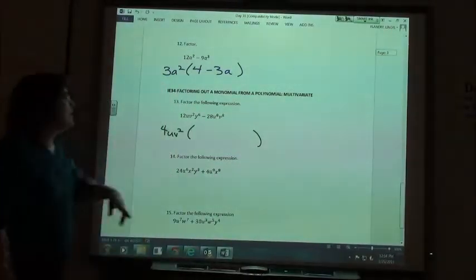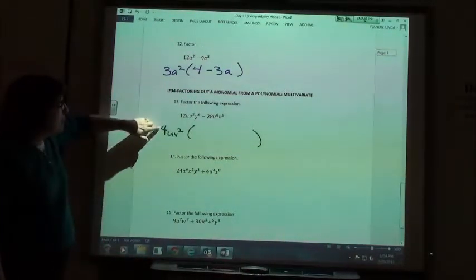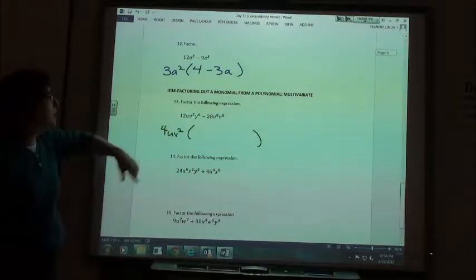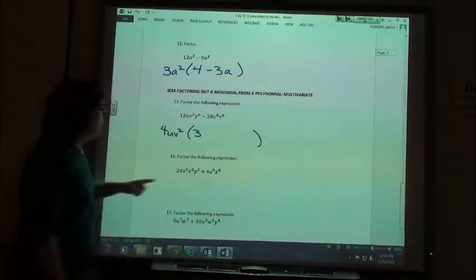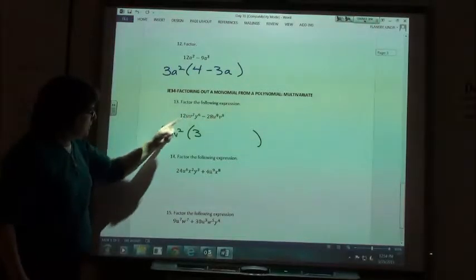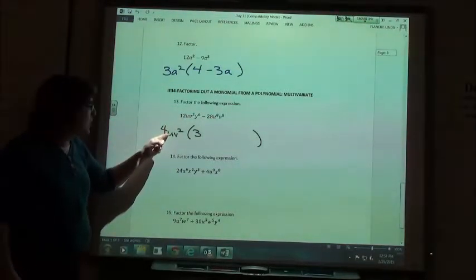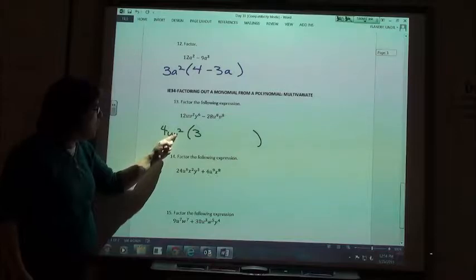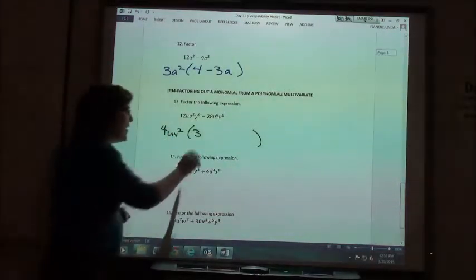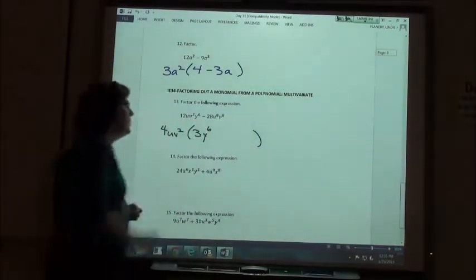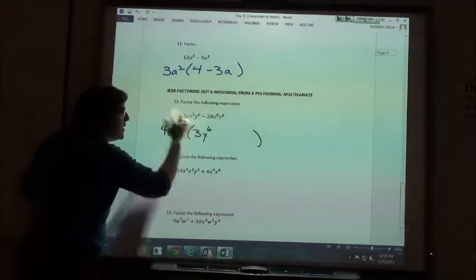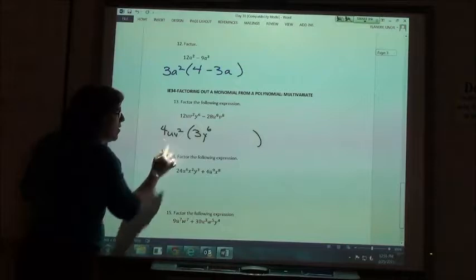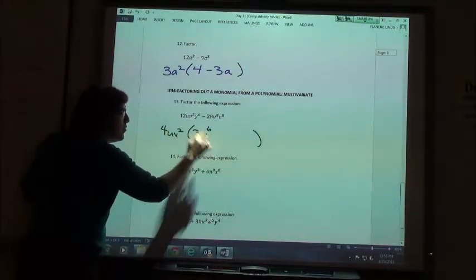So again, just thinking about I'm dividing my front numbers, subtracting my exponents. So 12 divided by 4 is 3. 1 minus 1, no extra u's. 2 minus 2, no extra v's. But I still have that y to the 6th, right? So you always double check and say, okay, if I take this times this, would I get this? 4 times 3 is 12. I've got the u, the v squared, and the y to the 6th.